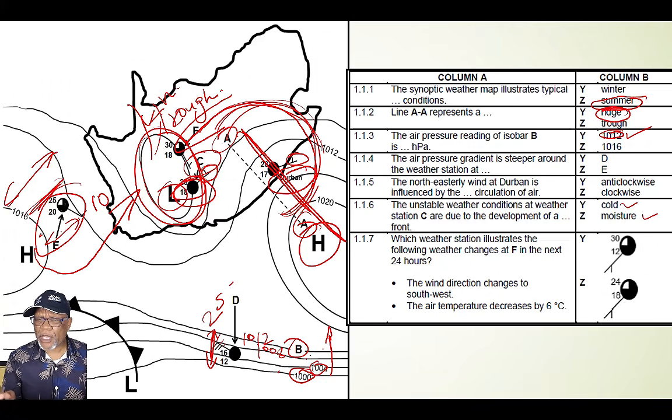And then they say here, which weather station illustrates the following weather changes at F? Changes of weather at F. Here at F, the wind direction is going to change to southwest. And these are the changes. So you have to say, where are we going to have the wind direction that is going to change to southwest and the air temperature that's going to decrease by 6.